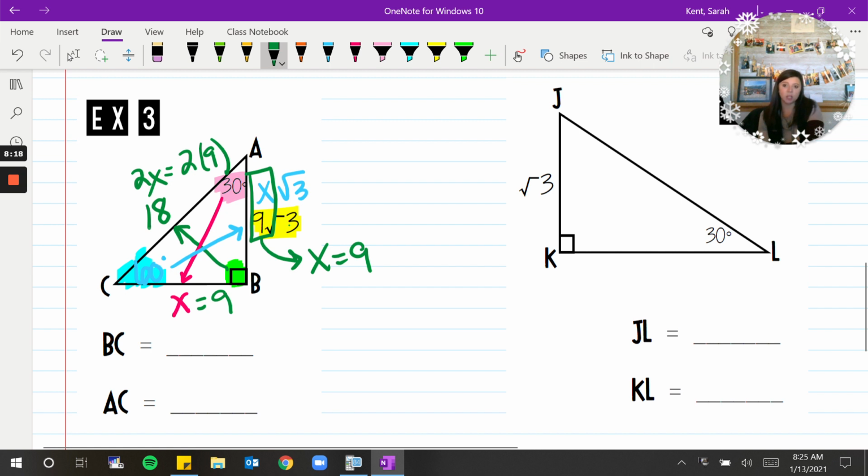So now I'm going to look at what they ask for. So first they want b to c. So here's b over to c, which is 9. And then it asks for a to c. So here's a down to c, and that side is 18.